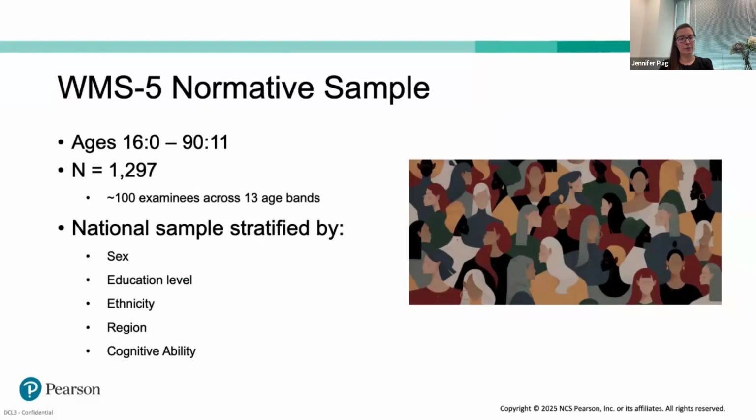Unfortunately, we had to drop a couple of cases after data collection was completed due to significant amounts of unusual data, and that's why it's not 1,300. The sample was stratified by sex, education level, ethnicity, and geographic region according to the 2022 US Census. The sample was also stratified by WAIS-5 ability as measured by the General Ability Index. So within each of the 13 age bands, the mean GAI score is 100 and the standard deviation is 15.